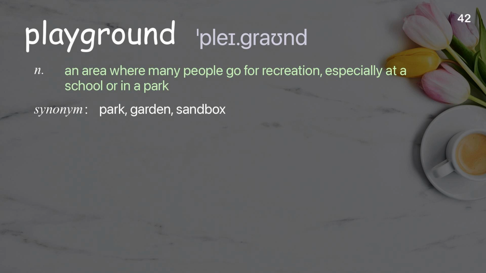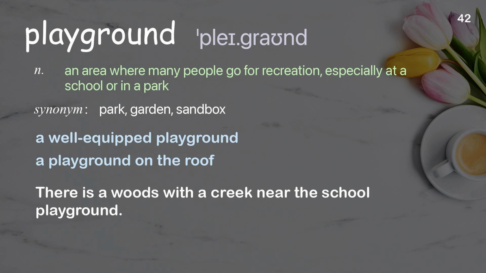Playground. An area where many people go for recreation, especially at a school or in a park. Examples: A well-equipped playground. A playground on the roof. There is a woods with a creek near the school playground.